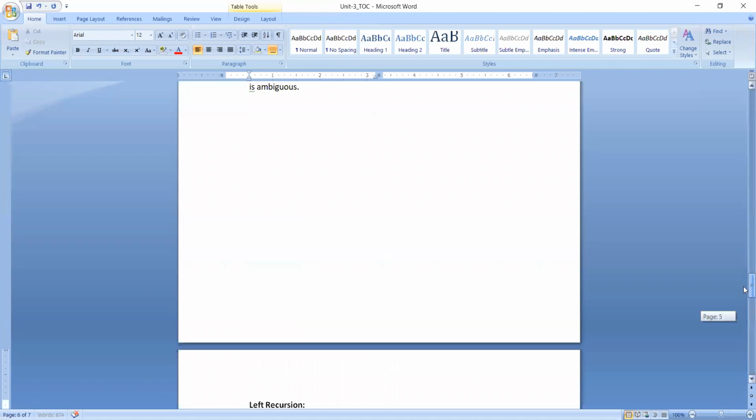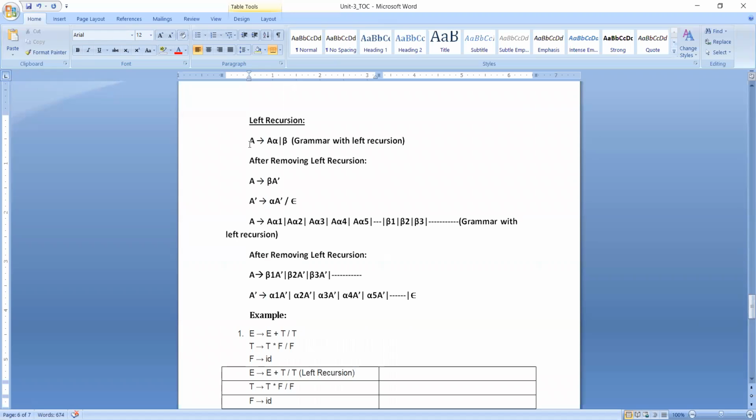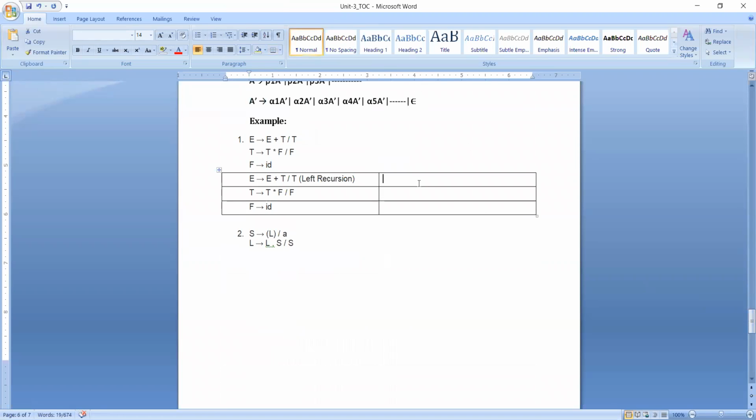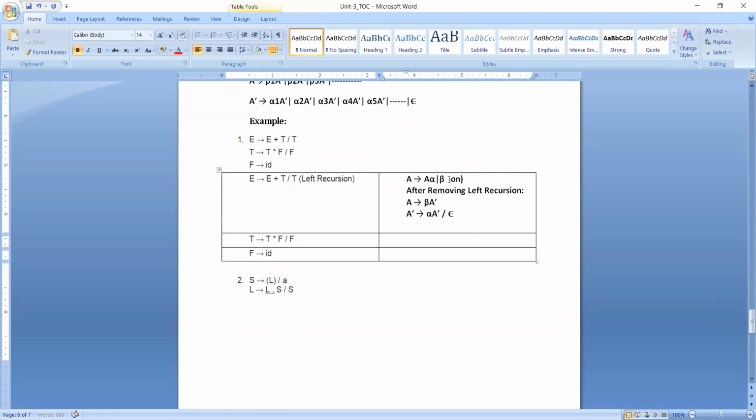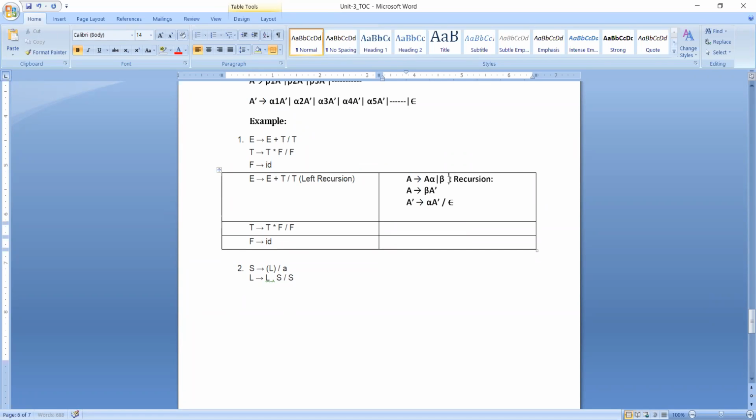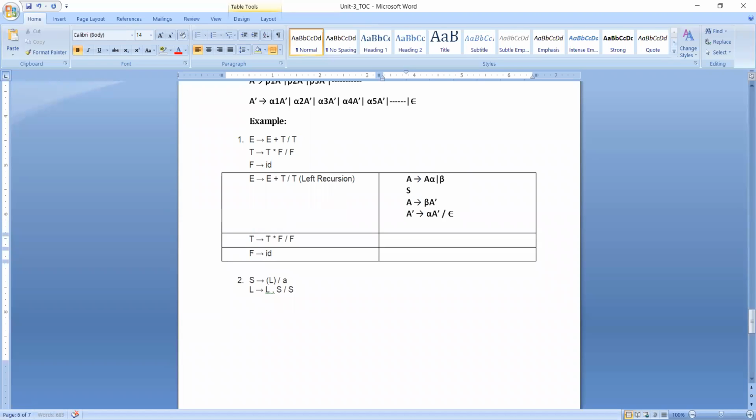So it is available in this form. What is that form? This is the form: A derives to A alpha or beta. Now here, what is our solution? Our solution is like this: A derives to beta A dash, and A dash derives to alpha A dash or epsilon.